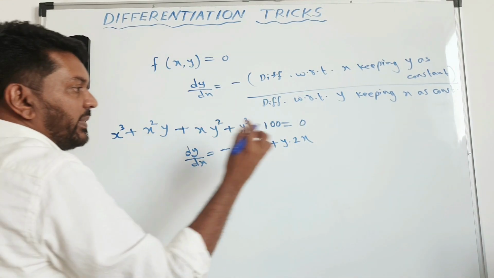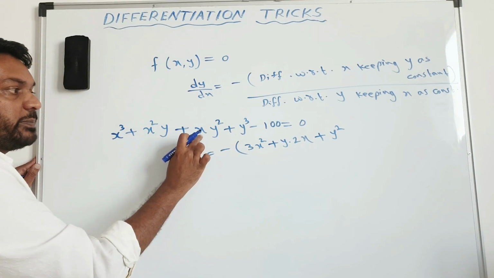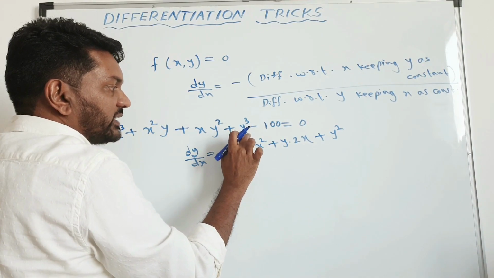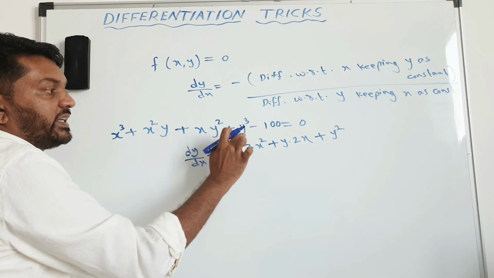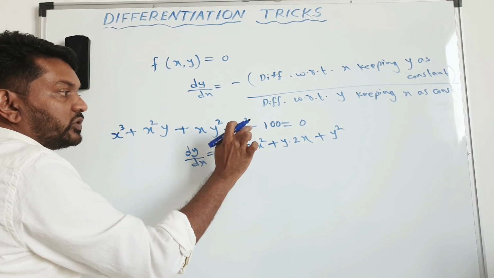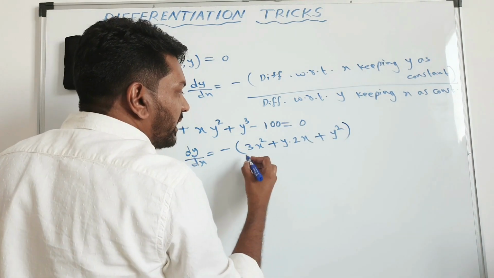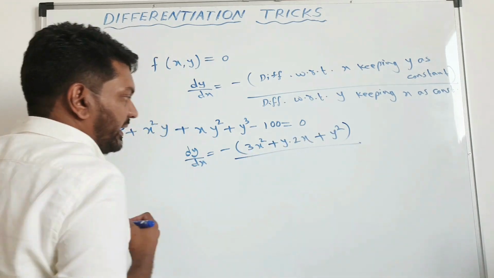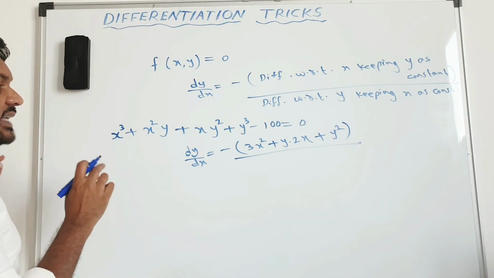And next term xy square. Y square is constant and differentiation of x with respect to x is 1. And plus y cube. Y terms we are considering as constant. So this will become 0. And minus 100 is constant. It will become 0 on differentiating. Divided by. Then differentiate the entire function with respect to y considering x as constant.